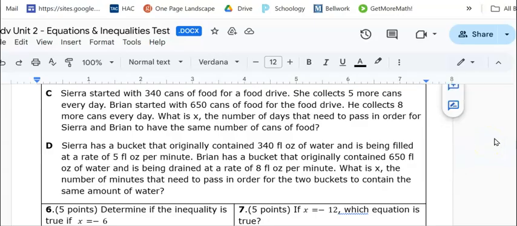Sierra has a bucket that originally contained 340 fluid ounces of water and is being filled at a rate of 5 fluid ounces per minute. Brian has a bucket that originally contained 650 fluid ounces of water and is being drained at a rate of 8 fluid ounces per minute. What is x, the number of minutes that need to pass in order for the 2 buckets to contain the same amount of water?